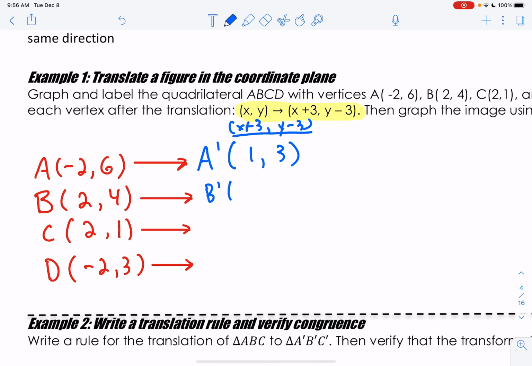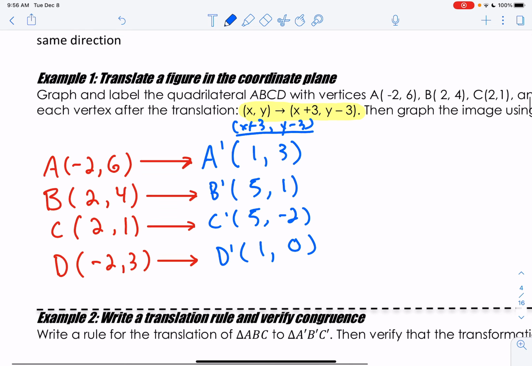All right, B prime is going to be 2 plus 3, which is going to be 5. And then my y coordinate is going to be 4 minus 3, which is going to be 1. So B prime becomes 5, 1. For C prime, 2 plus 3 is going to be 5. And then 1 minus 3 is negative 2. And then lastly, I've got D prime. Negative 2 plus 3 is going to be positive 1, and then 3 minus 3 is going to be 0.